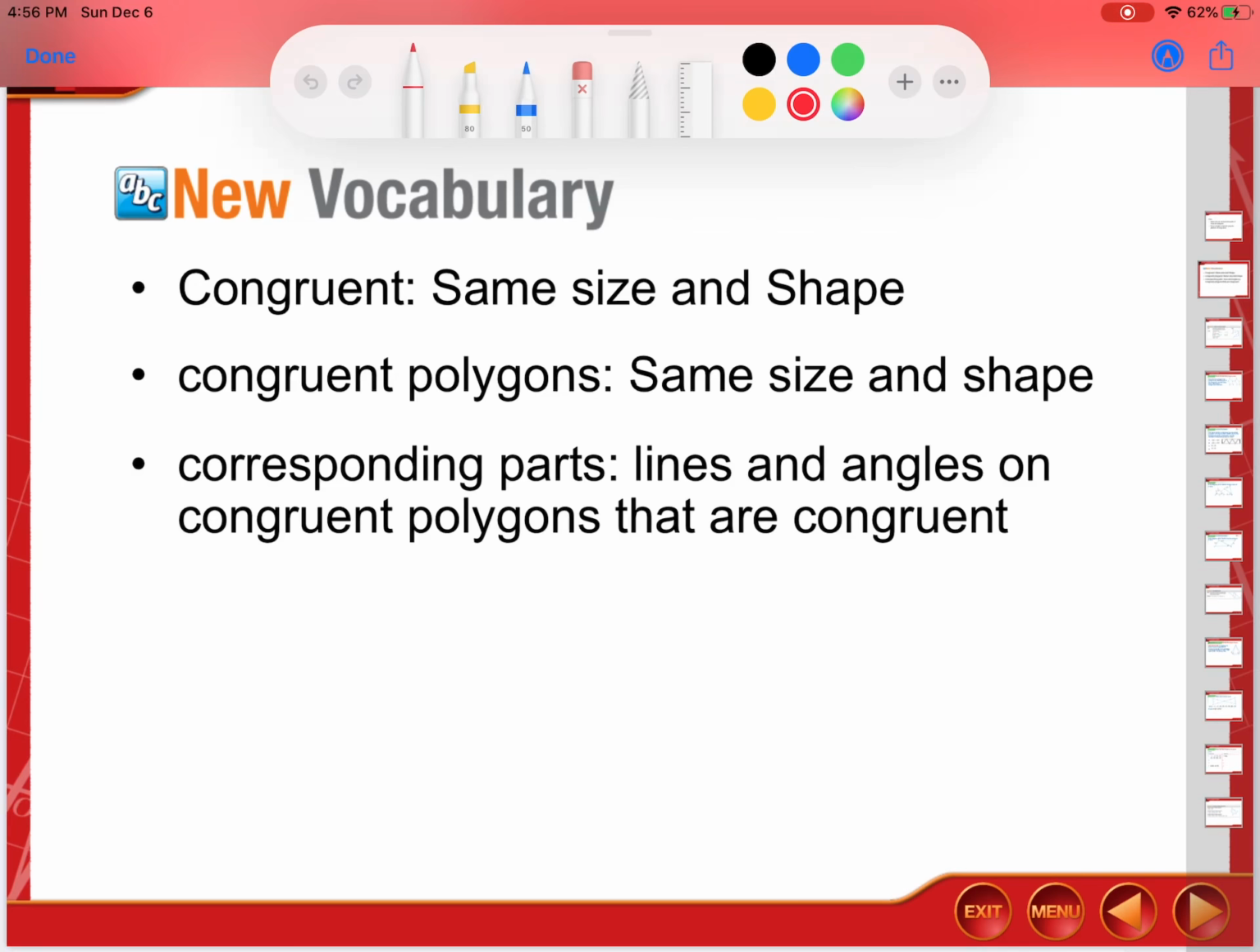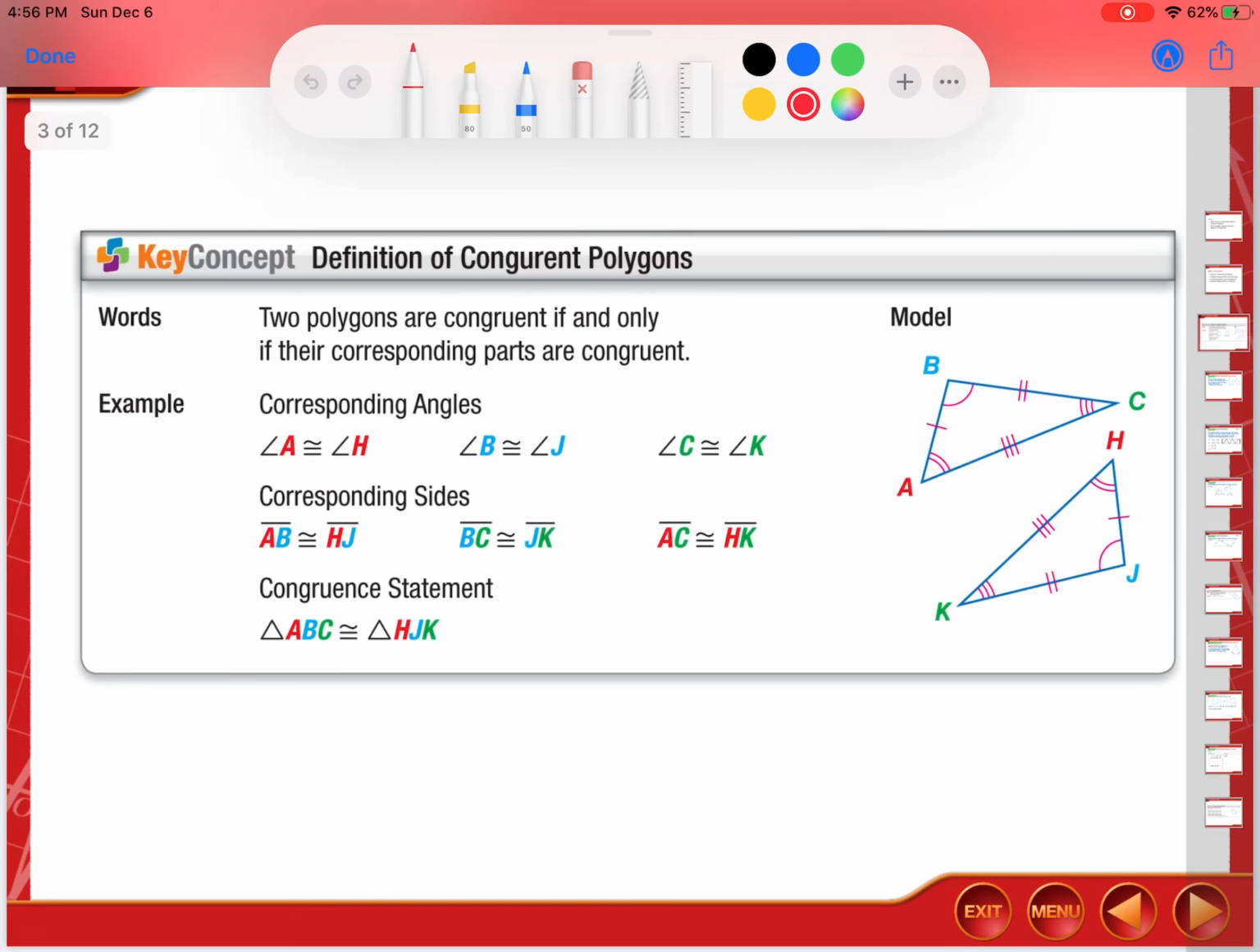So just like congruent being the same size, same shape, congruent polygons are also same size, same shape. It's just a more specific thing. Corresponding parts are the parts that make up the shape, like the line segments that make up the sides and the angles. They are the lines and angles on congruent polygons that are congruent. So they're the ones that are exactly the same.